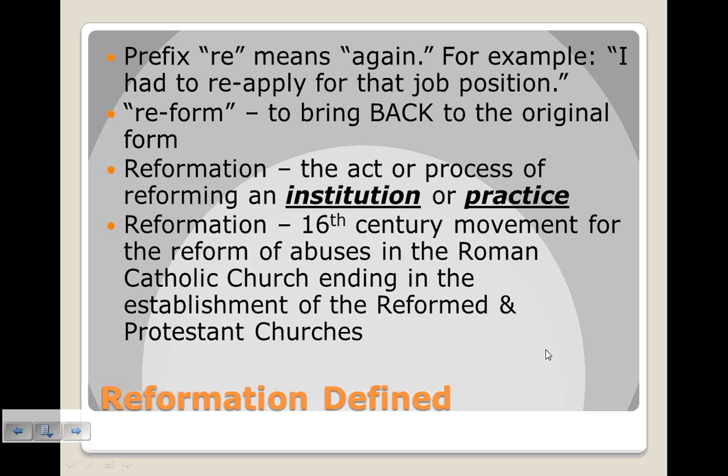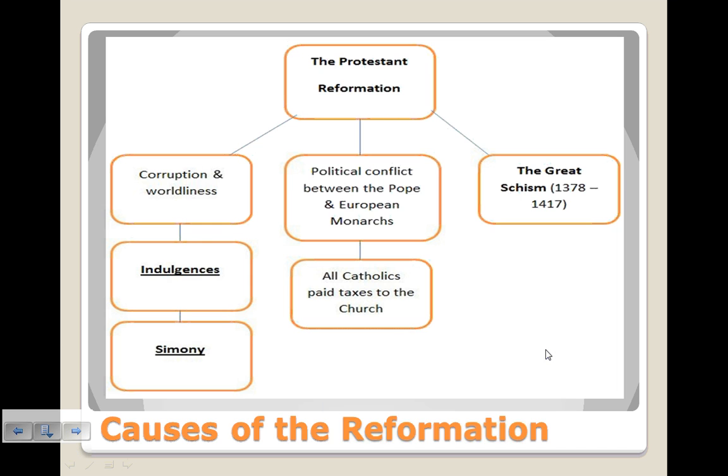An institution could be something like a church, or it could even be marriage. Marriage is regarded as an institution. For our social studies purposes, the correct term or definition is the 16th century movement for the reform of abuses in the Roman Catholic Church. So that's the main thing that happened during the Reformation. People were trying to fix problems that they saw in the Catholic Church.